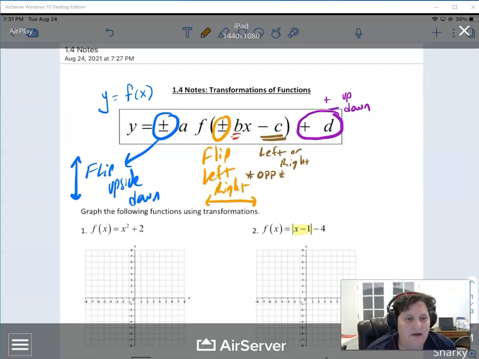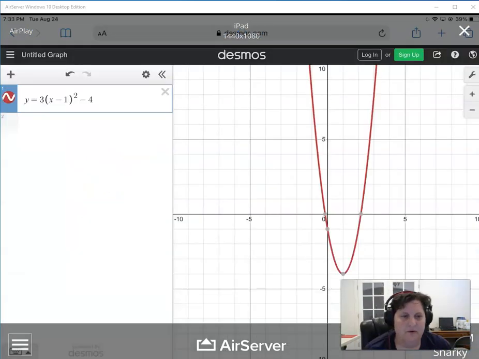All right. Let me show you a couple examples of this. Okay, so here we are on our favorite graphing utility, Desmos, right? And I just went ahead and graphed a parabola here for you guys. You'll notice it is shifted over right 1, down 4. You can see that right there.